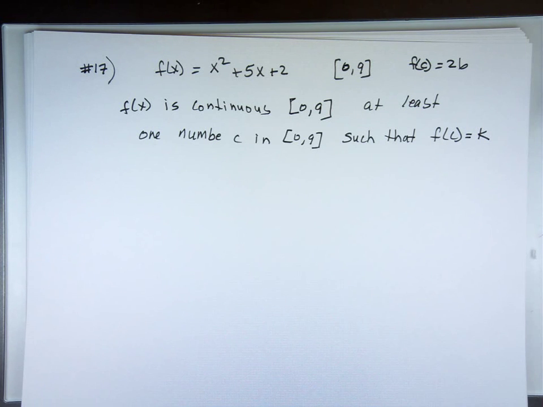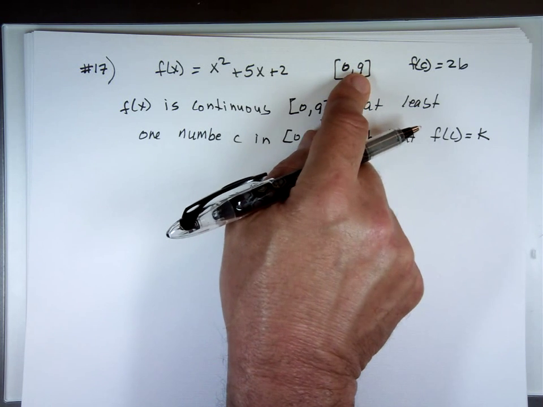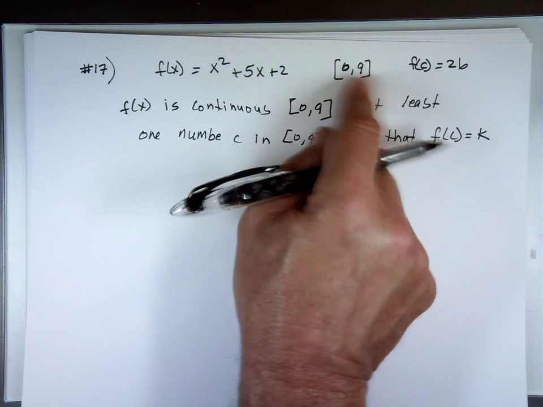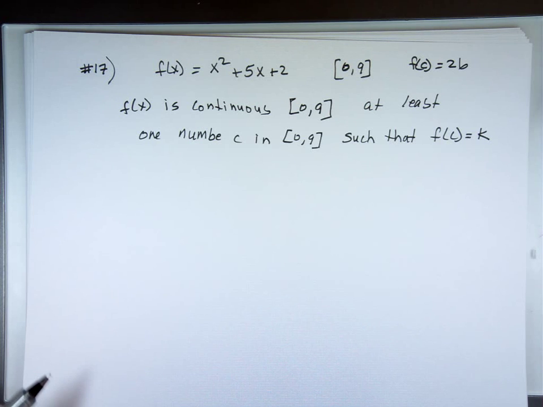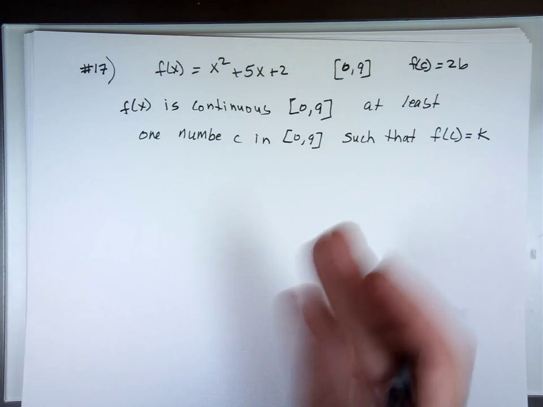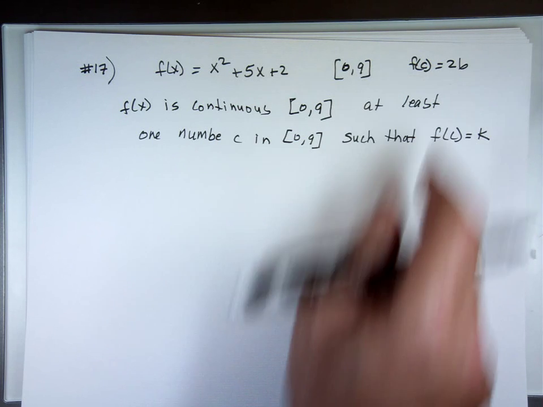So it has to be a number between 0 and 9, somewhere where f of c equals 26 in this case. And what is that number? That's really what they're asking for in that question. Can you tell us what that number is? That's the intermediate value theorem.